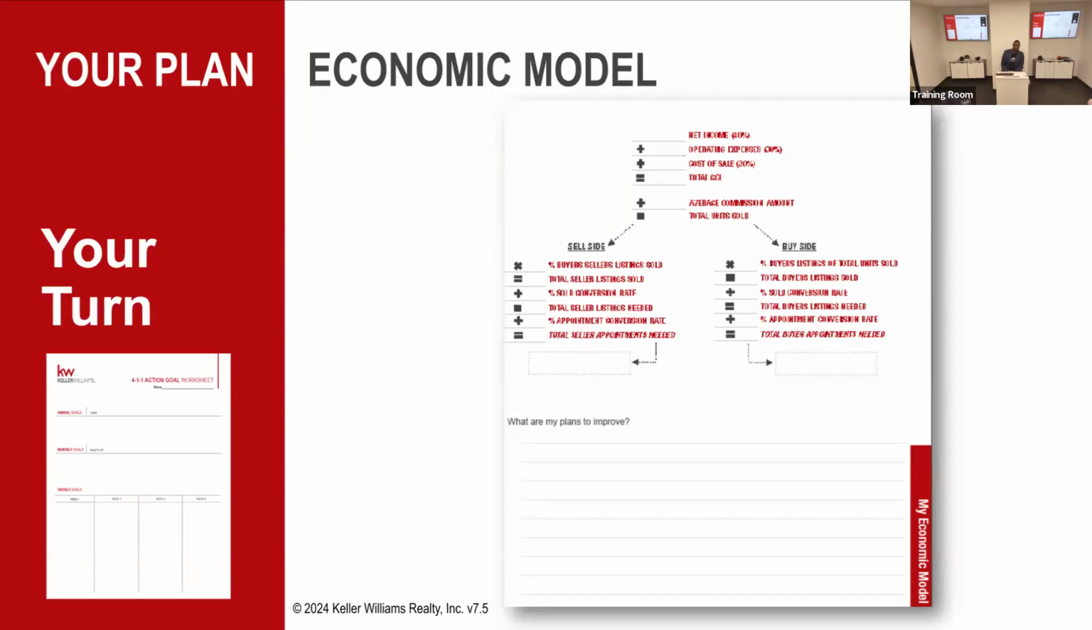Anyone get their total units sold number yet? 90? Nice. Jerry, are you 50-50 listings to buyers, or 60-40? 60-40? Very healthy business. Anyone else get their total units sold yet?